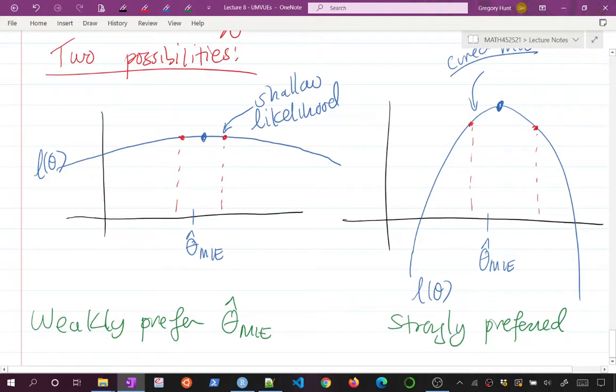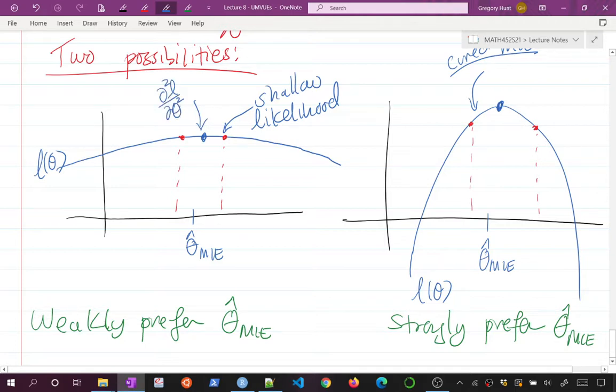Whereas in the other case, if I go slightly off it, I am much less likely, according to my likelihood function, for that to be the right value of theta. So in the second case, I strongly prefer the MLE in the curved case. And one way we could measure this is to look at the second derivative.